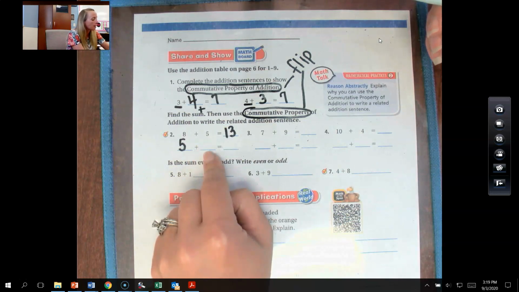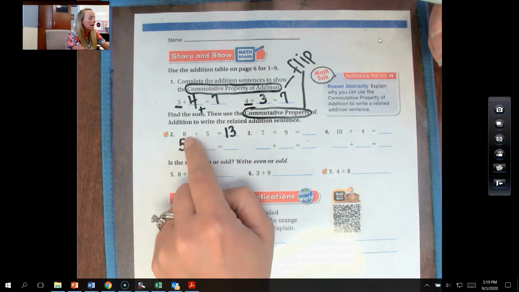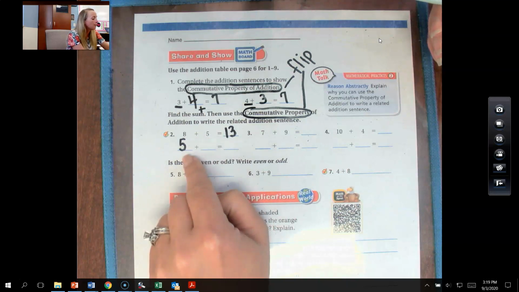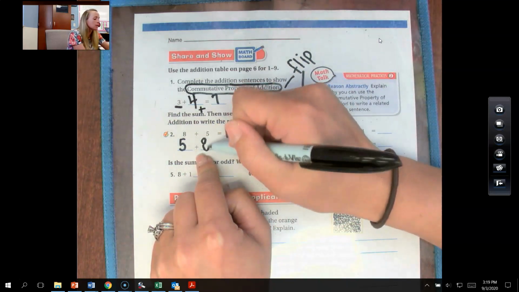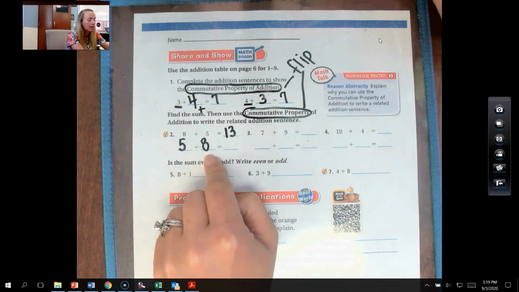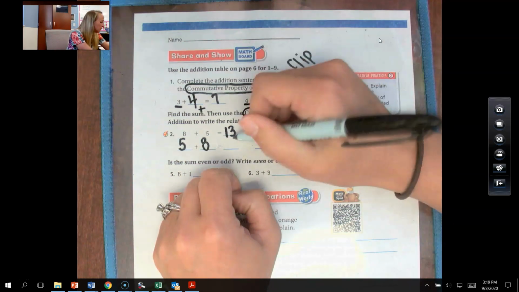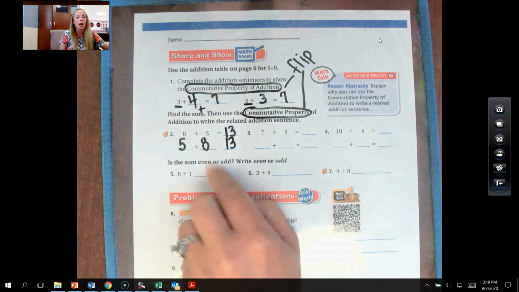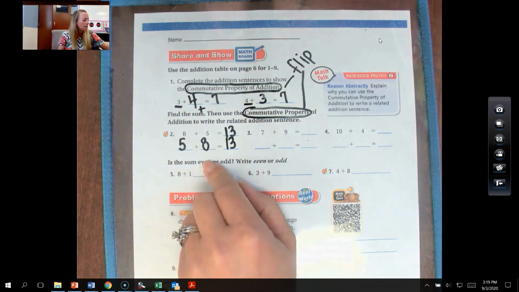5 plus what? Well, what is here? 8 plus 5. 5 plus 8 equals what? It's right here. 5 plus 8 is 13. You've now shown the commutative property of addition.